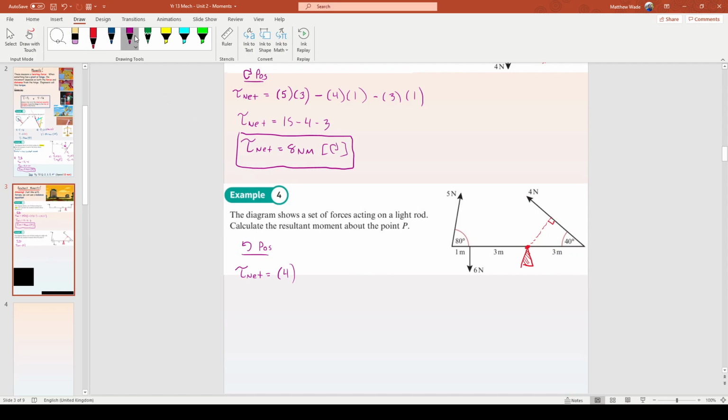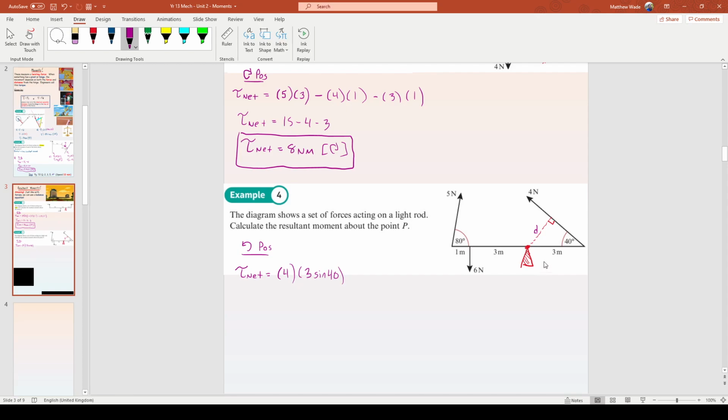So actually, the distance this time is going to be this distance here. This is still the hypotenuse, and this is opposite, so it's sine. It's going to be 3 sine 40. Are you cool that this is 3 sine 40? Because the distance is going to be 3 sine 40, and then the force is 4, so that's perfect. Cool. Let's move on to the 6.